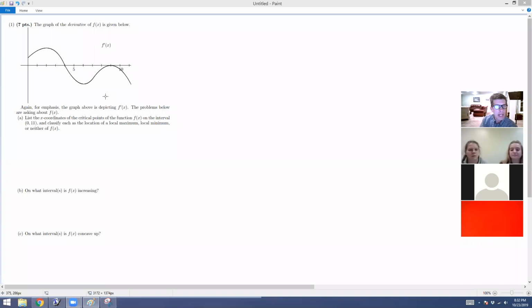Does anyone want to chime in? How do we find the critical points? The derivative equal to 0. Derivative equals 0. Okay, where's the derivative 0? The 4 and 9. Yes. And 9.